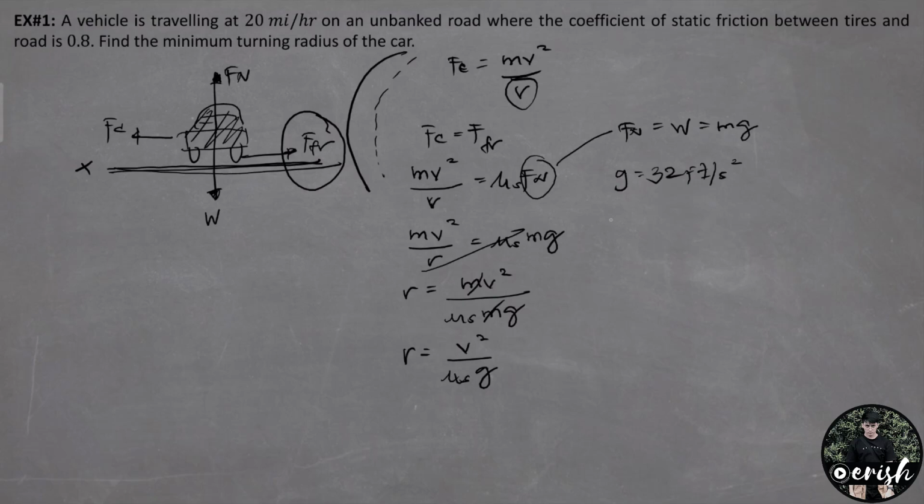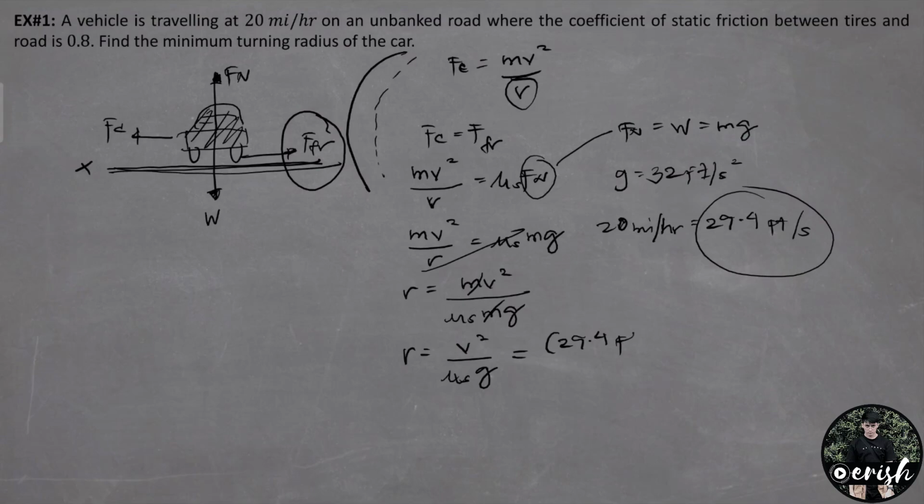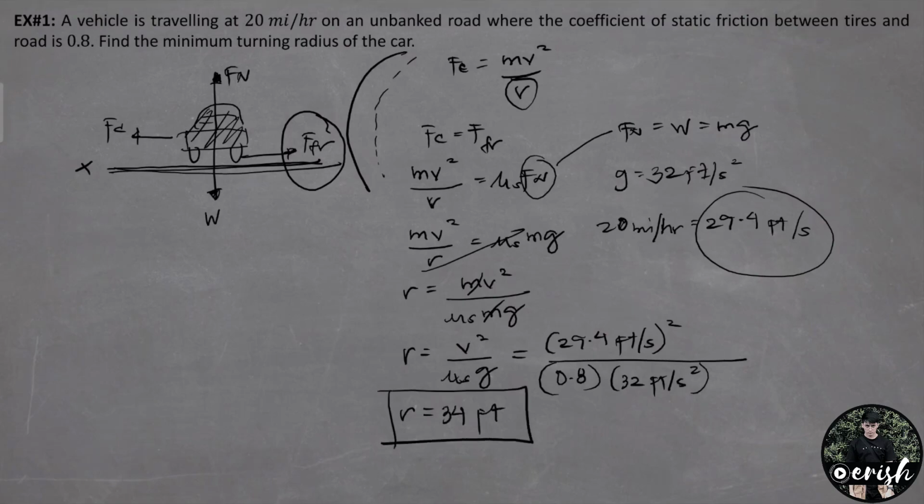So, ang velocity natin at 20 miles per hour is equal to 29.4 feet per second. Ito na yung gagamitin natin na value for the velocity. 29.4 feet per second quantity square over the coefficient of static friction, which is 0.8, times the gravity na 32 feet per second square. By calculating, ang value ng radius is equal to 34 feet. This is the minimum turning radius nung circular motion, and this is example number 1.